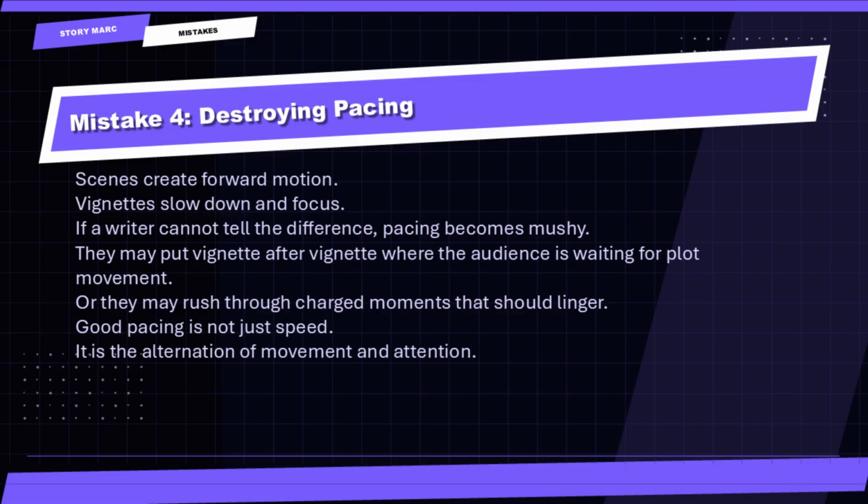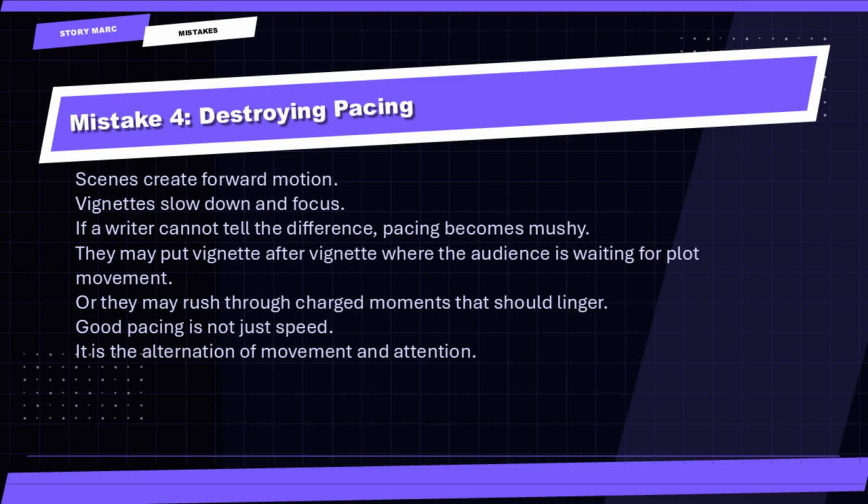4. Destroying pacing. Scenes create forward motion while vignettes create density, texture, atmosphere, and meaning. A strong work can use both, but it needs to know when it is accelerating and when it is lingering. If a writer can't tell the difference, the pacing becomes mushy.